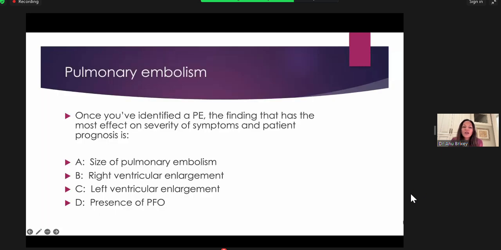Okay, so once you've identified a PE, the finding that has the most effect on severity of symptoms and patient prognosis is what? Size of pulmonary embolism, right ventricular enlargement, left ventricular enlargement, or presence of PFO. I want you to vote and then we can see what the majority of the votes show.